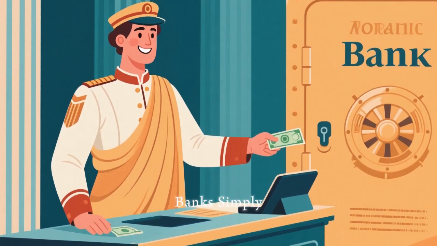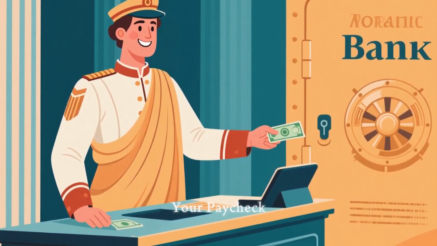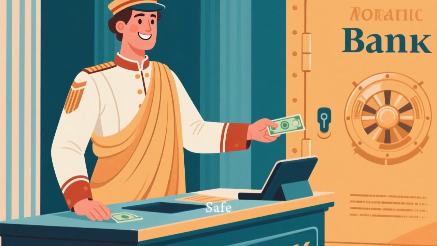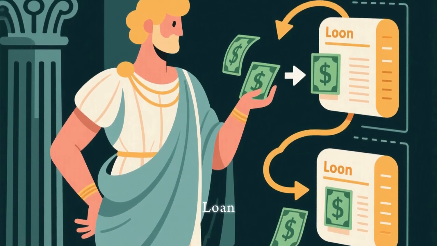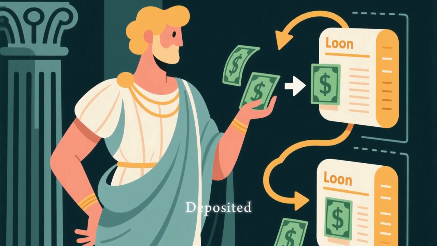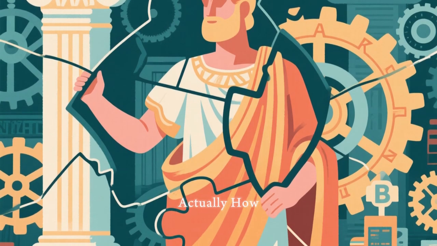Most people believe banks simply store money. You deposit your paycheck, the bank keeps it safe, and when someone else wants a loan, the bank lends money that someone else deposited. Simple, right? But what if that's not actually how it works?